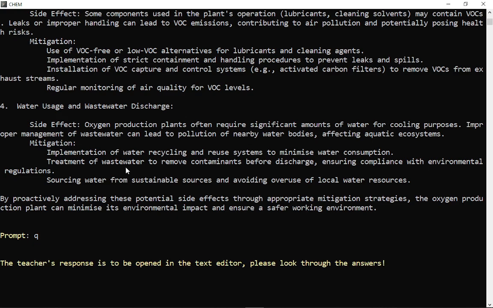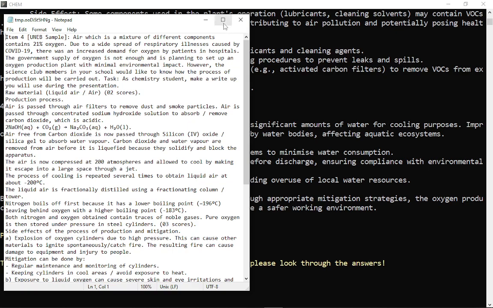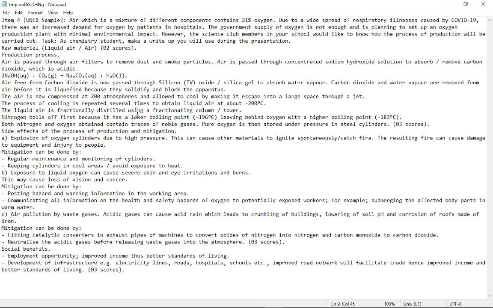So when you're done, we're going to open how, for example, your teacher answered the question. So basically, this is how UNEB answered its question. The raw material was air. That's the production process. You remove dust and particles. You pass it through a concentrated solution to remove carbon dioxide, with the equation. Air is then passed through silica gel, and then compressed at 200 atmospheres, and cooled to about negative 200 degrees. Nitrogen boils first, and then you get your oxygen at negative 183.